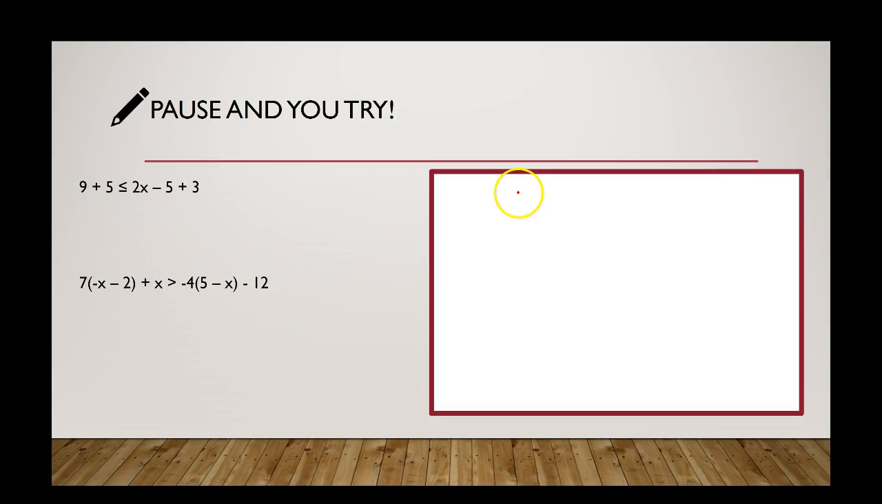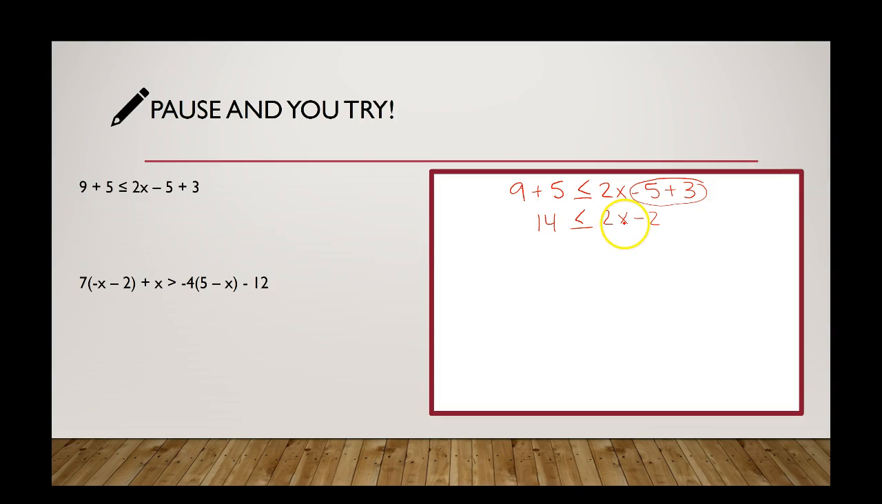All right, let's look at the first one. So I have 9 plus 5 is less than or equal to 2x minus 5 plus 3. So first thing you wanted to do was to simplify the left side, simplify the right side. So 9 plus 5 is 14, less than or equal to. And then on this right side, the 2x doesn't have any like terms, but the negative 5 and the plus 3 right here, I can simplify that to a negative 2. So that should have been your first step there.